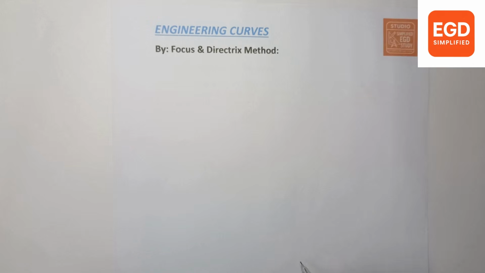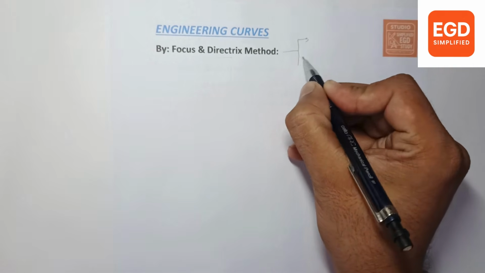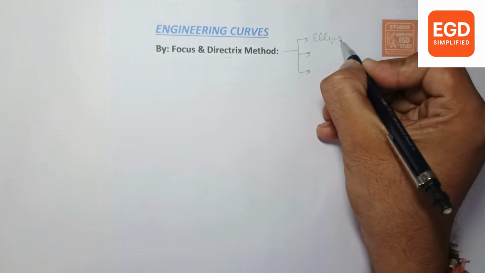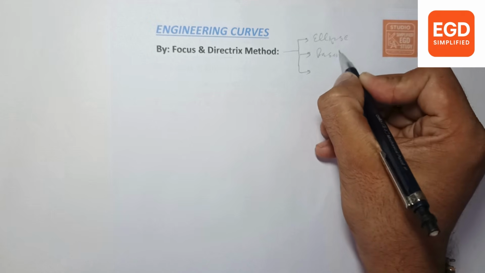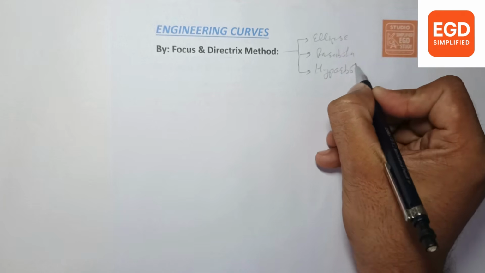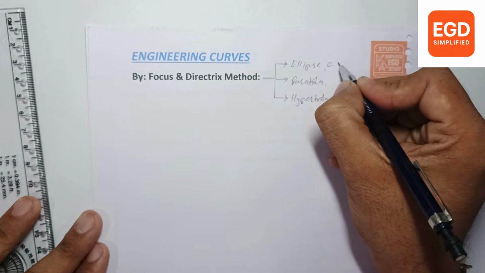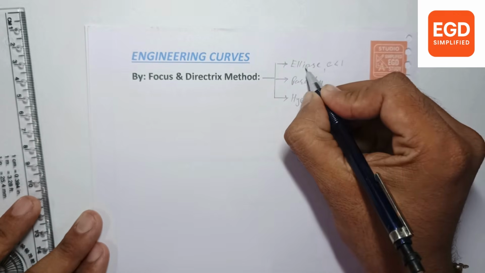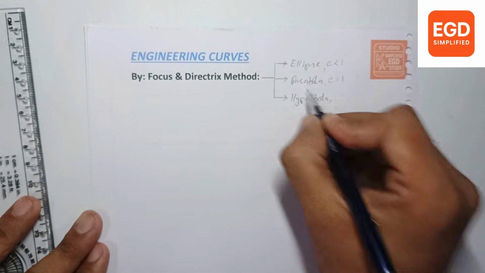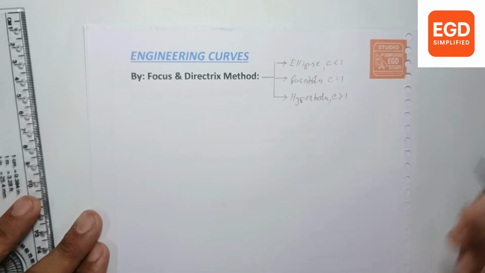Today we are going to learn about the Focus and Directrix method. The Focus and Directrix method is used to draw an ellipse, parabola and hyperbola. If it is given that the eccentricity is less than 1, then the curve will be an ellipse. If the eccentricity is equal to 1, then it is a parabola, and if the eccentricity is greater than 1, then it will be a hyperbola.